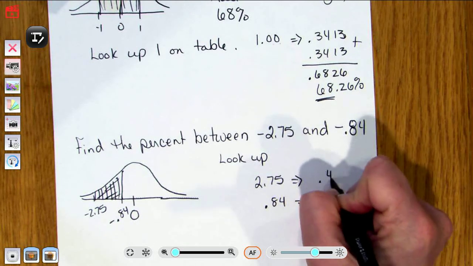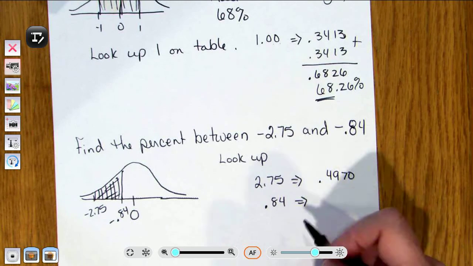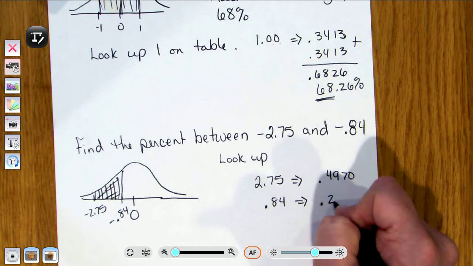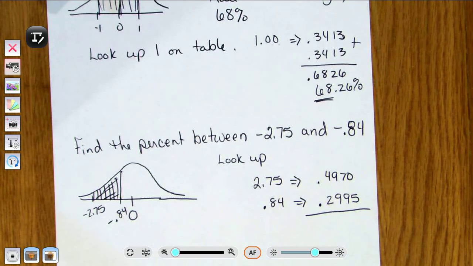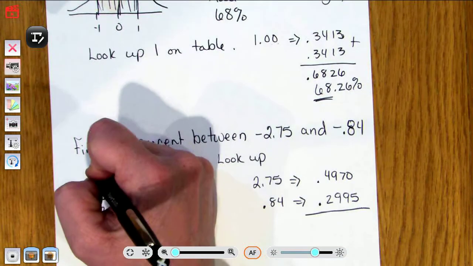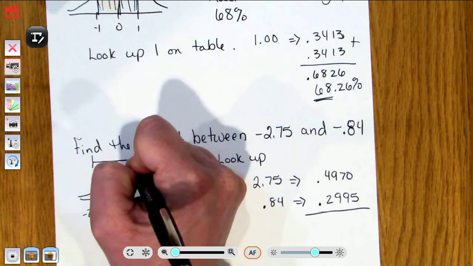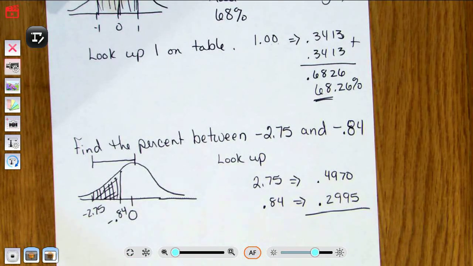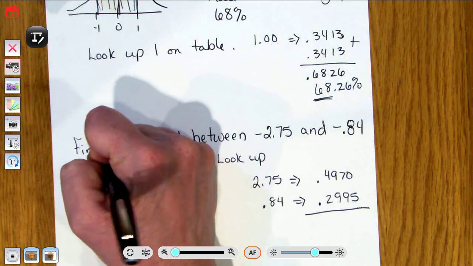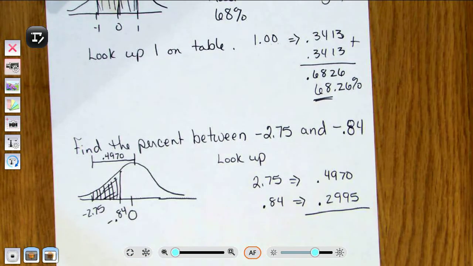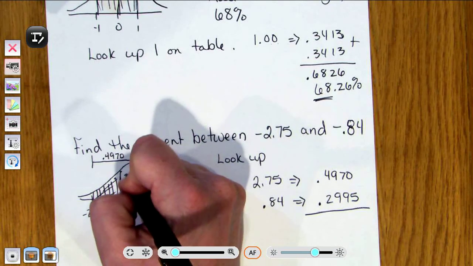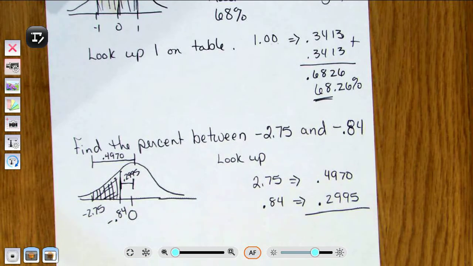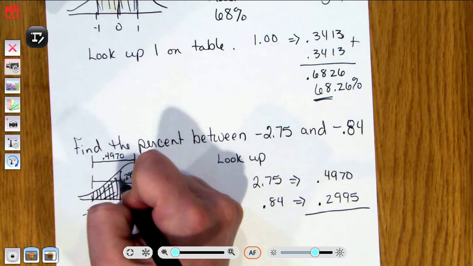2.75 is 0.4970. 8.84 is 0.2995. So I'm looking those up on the table. Okay. Now I'm going to go back to my picture and remember what the table gives me. The table gives me from that point to the center. So from 2.75 to the center is 0.4970. From my point to the center, it's 0.2995. I want this region right here.